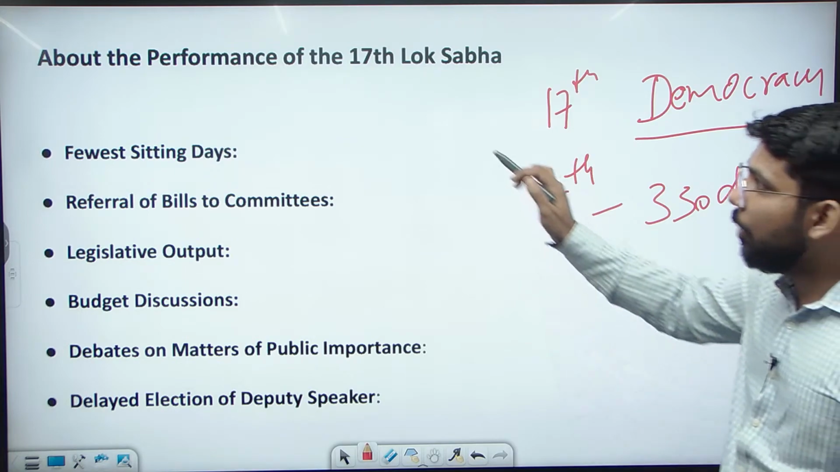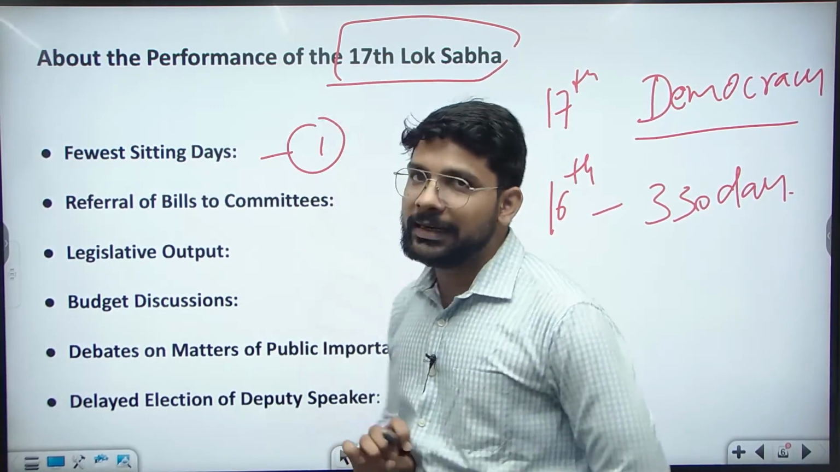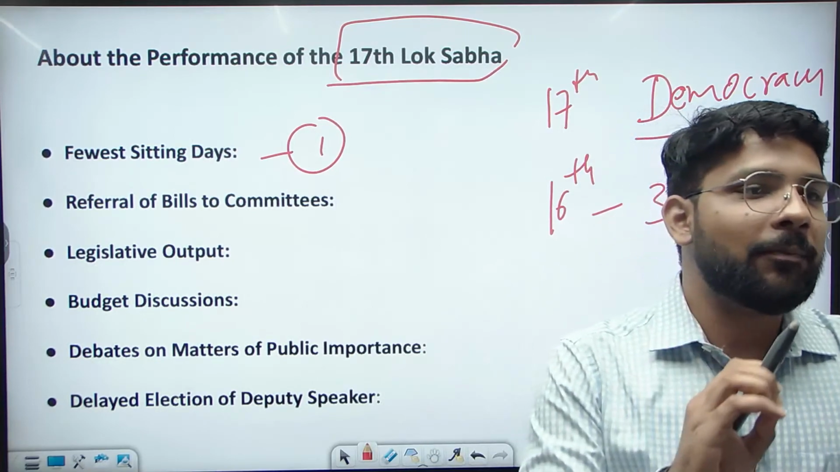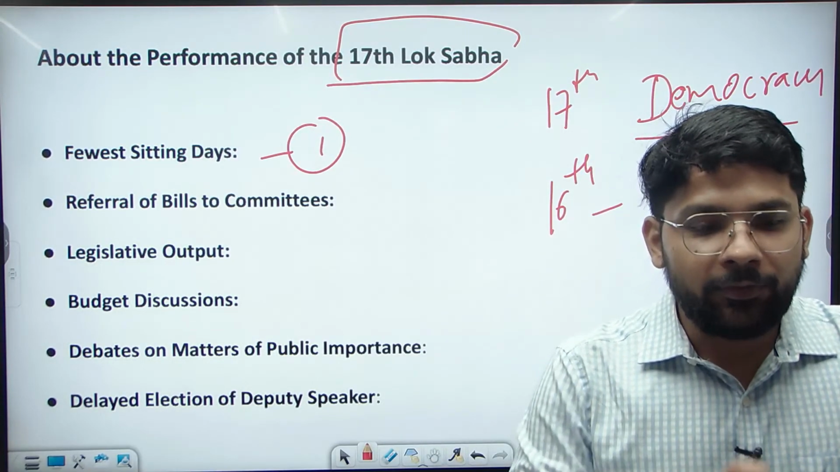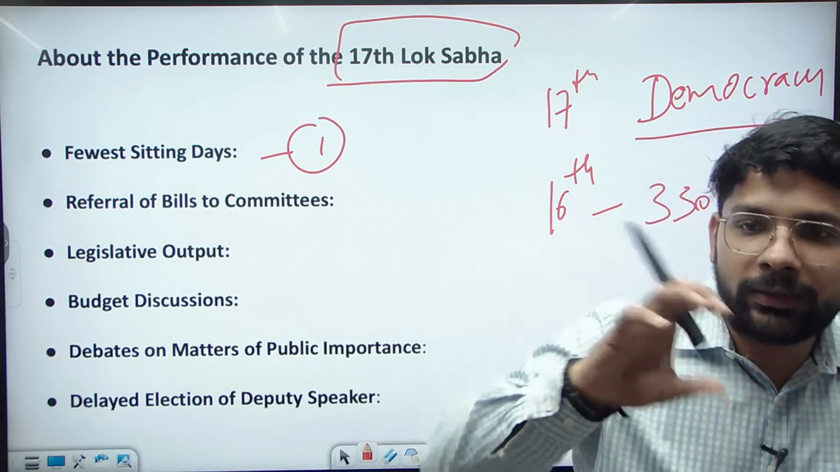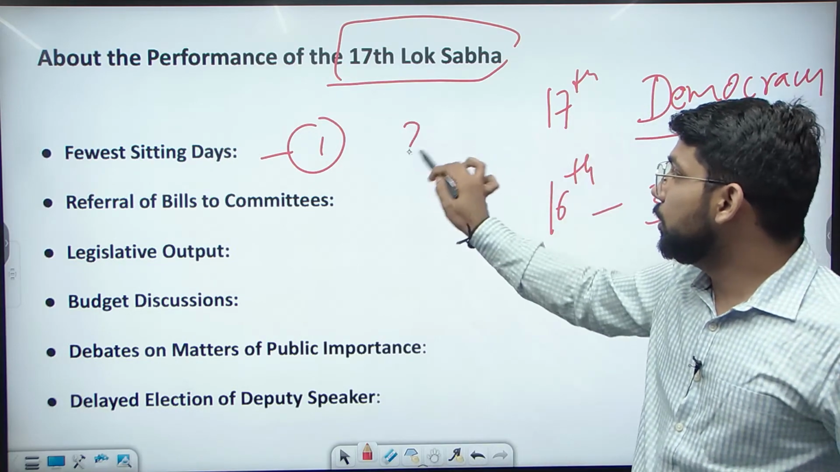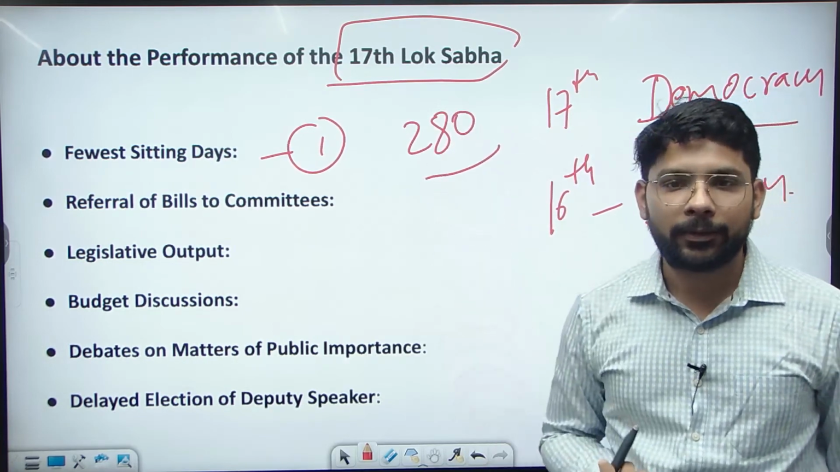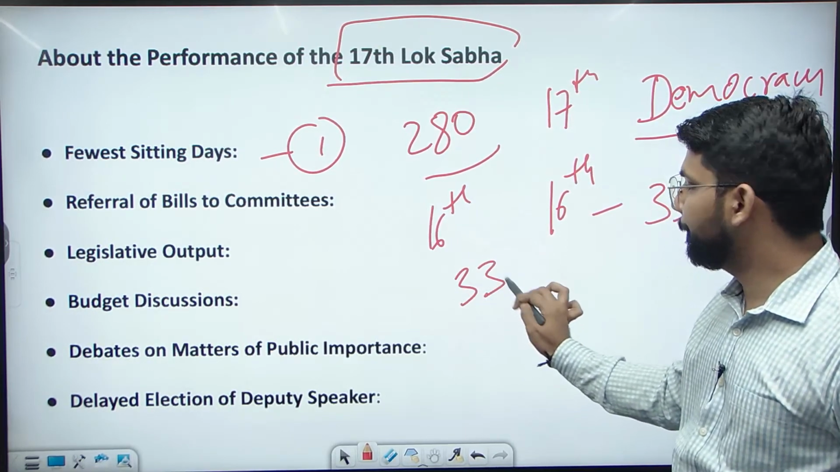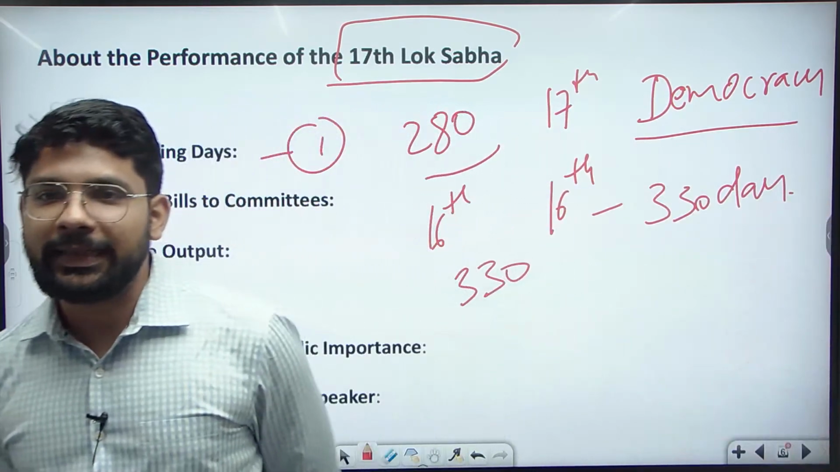Okay. So about the performance of the 17th Lok Sabha, number 1, fewest sitting days. According to the report, the 17th Lok Sabha has only completed 230 days till now. And according to trends, only 200 days are left, and out of those 200 days, only 50 days are for sessions. If they take these 50 days also, the total is 280 days this Lok Sabha will work. And in the 16th Lok Sabha, the total was 330 days.